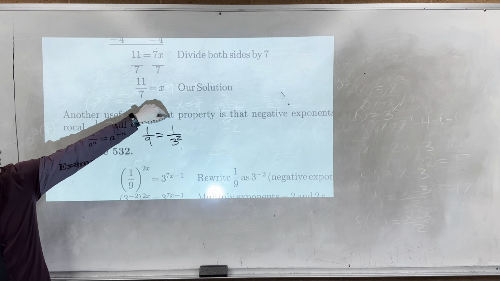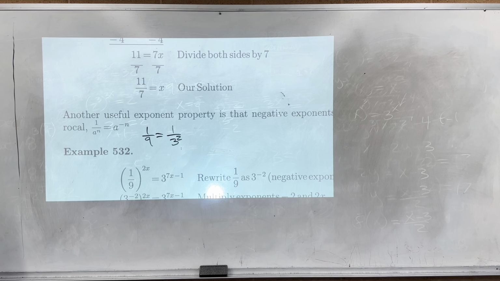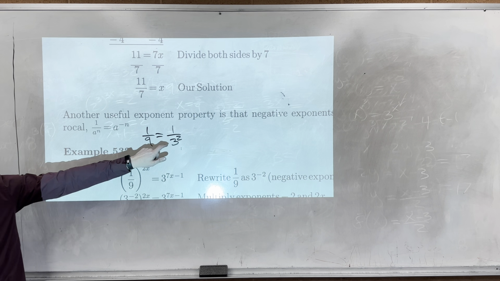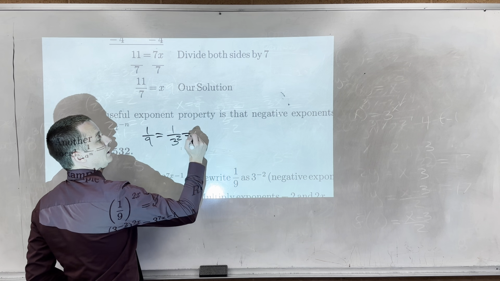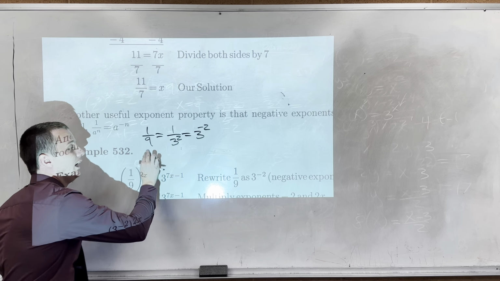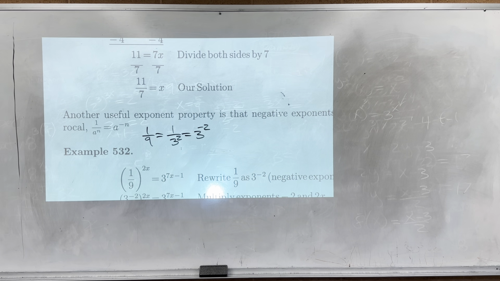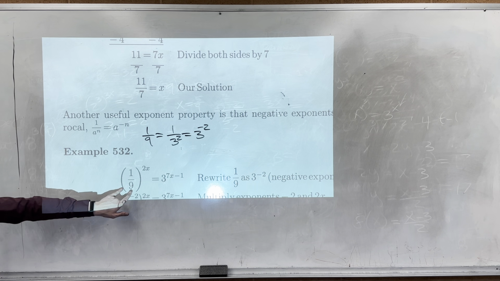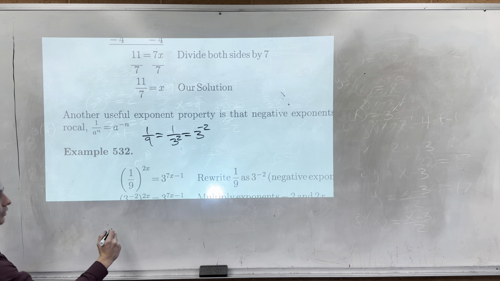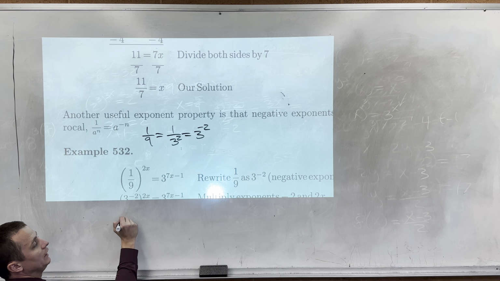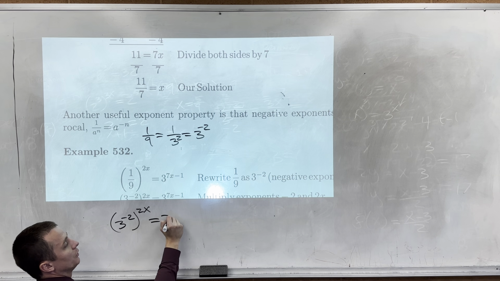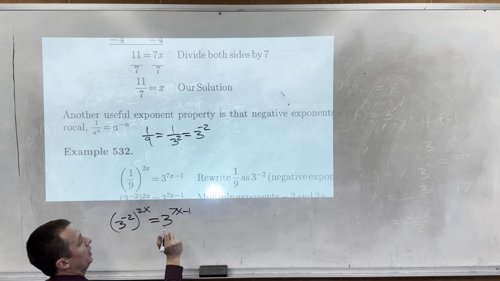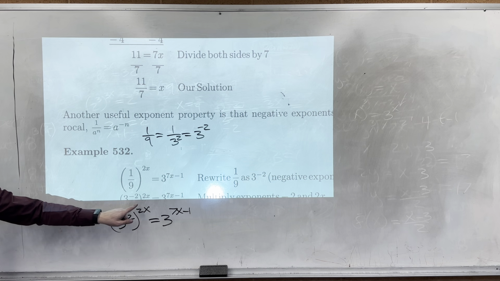How do I get it in the numerator? What do we do to the exponent to flip it up? Make it negative. So this is equal to 3 to the negative 2. 1/9 is the same thing as 3 to the negative 2. Okay, so now I'm going to rewrite this with 3 to the negative 2. So now we're looking at 3 to the negative 2, to the 2x, is equal to 3 to the 7x minus 1. When you have an exponent to an exponent, what do we do?